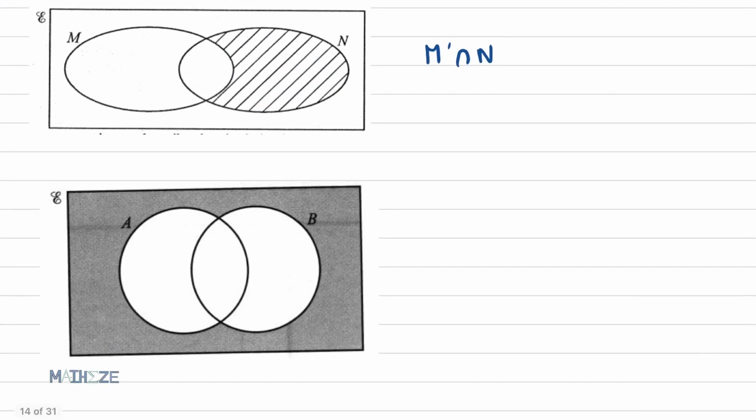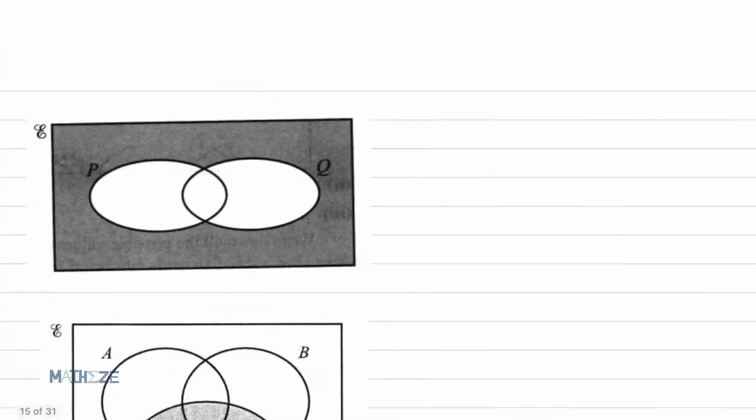If you see part C, it's really simple. All area other than A and B, which means it's going to be A union B complement. This was really simple. You get till this point. Let's practice more. This one is same. It's going to be P union Q complement.